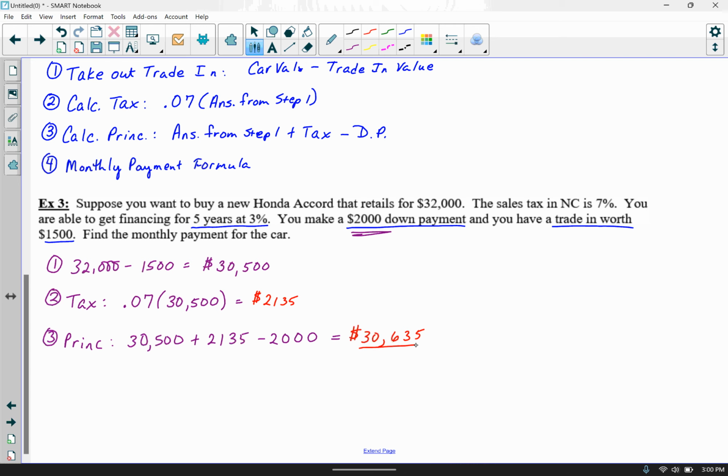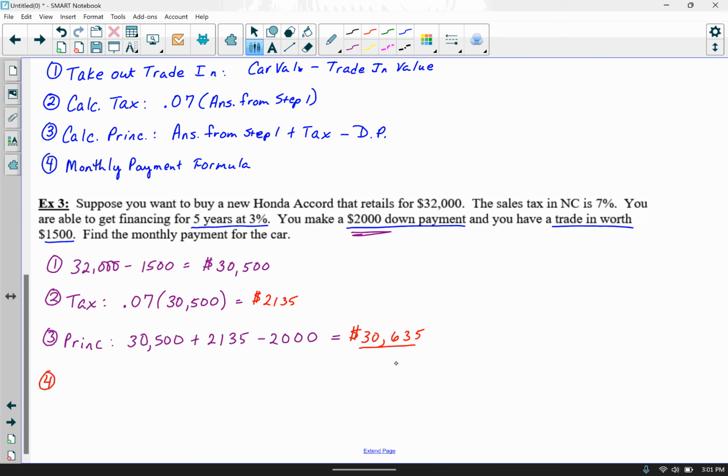Okay. And so then lastly, in step 4, we use our monthly payment formula to figure out what our monthly payment would be on this car. If you were to purchase gap insurance, it's usually around the $1,000 range, or an extended warranty. Those would be values that get added in here. We don't have that as part of our problem here, but those numbers are usually added on to this amount.